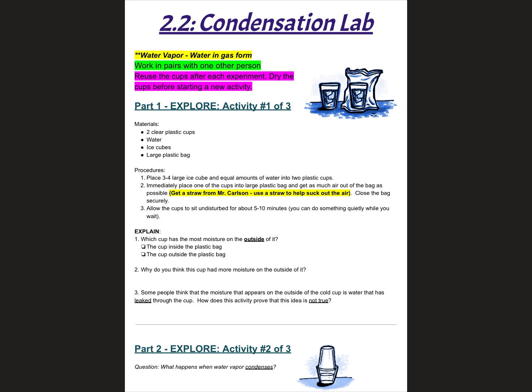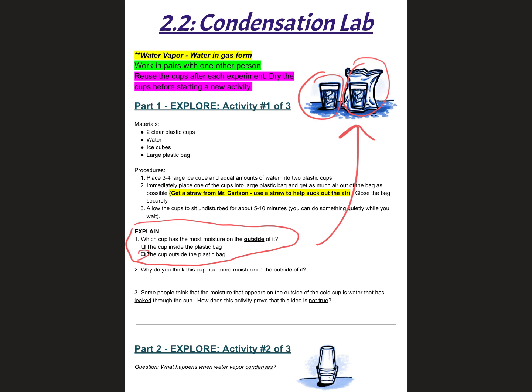And so I thought we would continue and go over the condensation lab answers as well. Let's take a look at some of these for part one. Explain which cup had moisture on the outside of it. If we are looking at the cups up here, if you took all the air out of the one in the bag, this cup here to the left is going to be the one that has moisture on the outside of it.